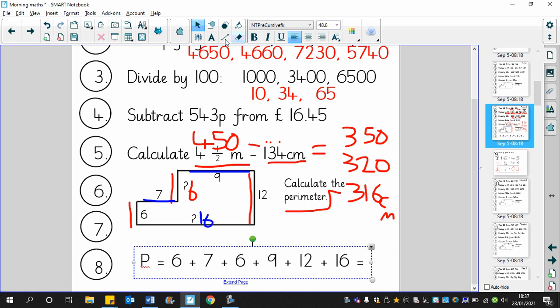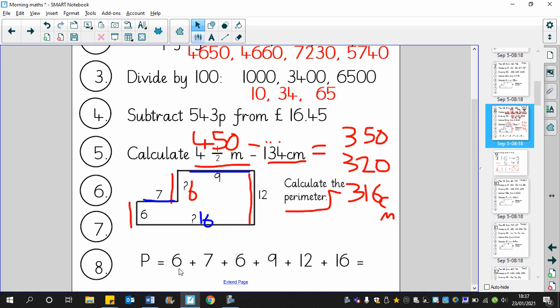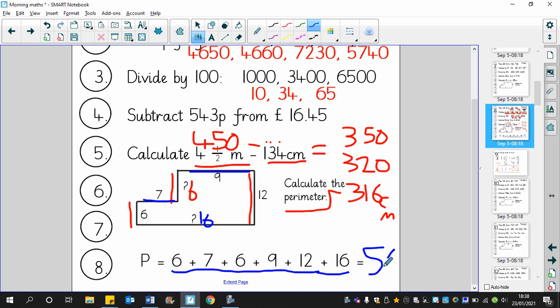Okay, so calculating that, 6 add 7 is 13, add 6 is 19, 19 add 9 is 28, 28 add 12, okay, let's add the 2 first, that makes 30, then add the 10, that makes 40, and 40 add 16, if we add the 10 first we get to 50, and then add the 6, we get to 56. Okay, so the answer is 56 centimeters.